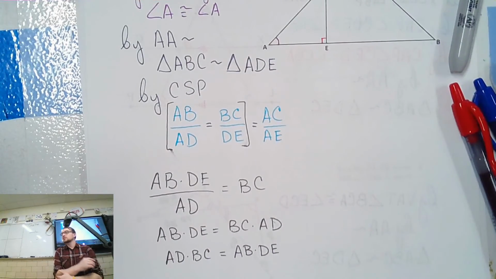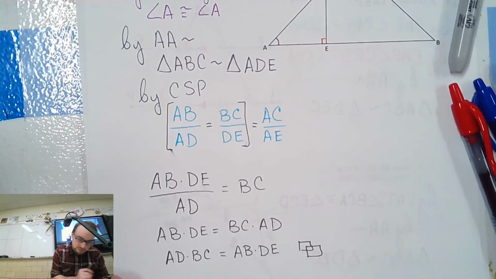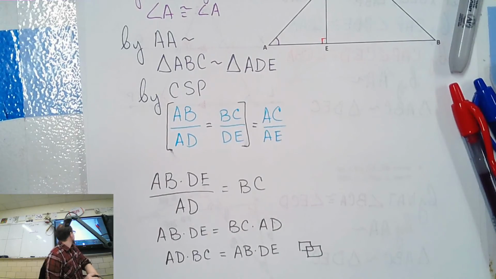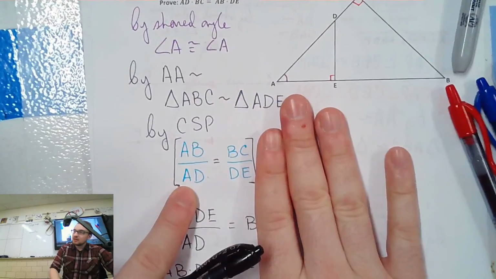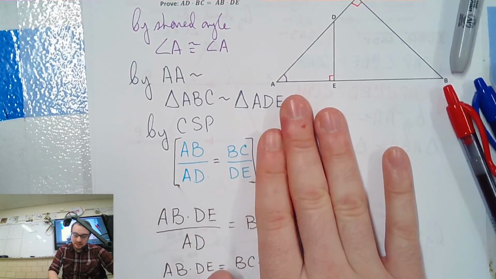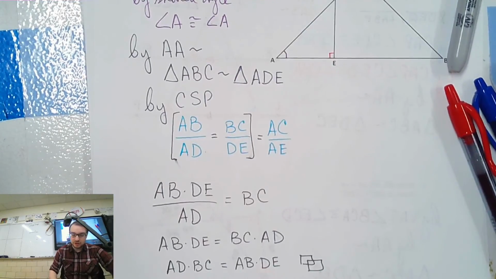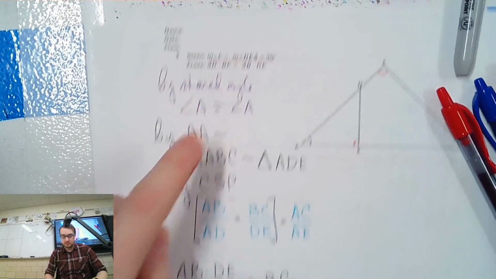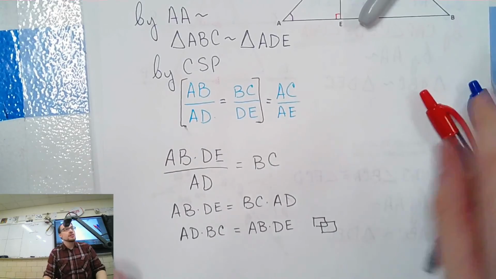Okay. So here's what I did. I had this, right? So what I did is I multiplied AD to this side and DE to that side, and that's what I got. And then I just rearranged it to make it look just like that. So it turns out when you multiply those together, they're going to be the same number.